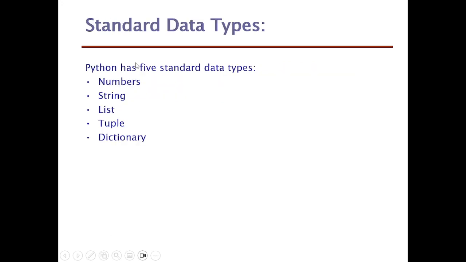Standard data types. Python has 5 standard data types. We have the numbers or int, string, list, tuple, and dictionary or dict.